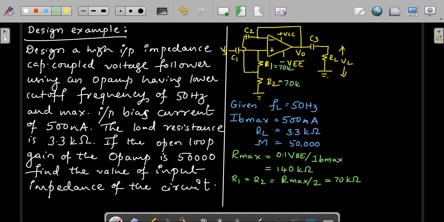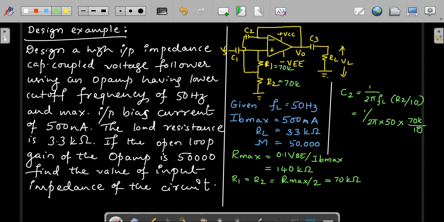Right? So now you calculate the value of C1, C2 and C3. Any one value can be found out, either C1 or C2, because we have taken R1 equal to R2. So definitely your C1 will be equal to C2. So I will write here C2 is equal to 1 divided by 2 pi FL into R2 divided by 10. If you substitute here, FL is given to be 50, R2 is 70k divided by 10.